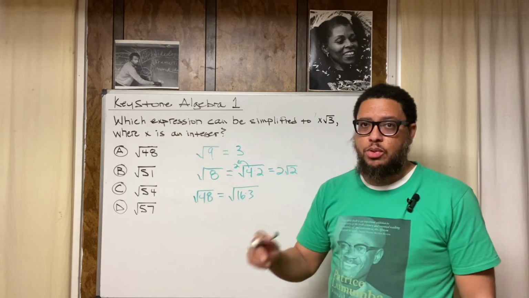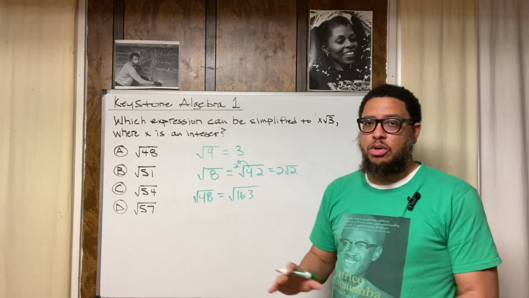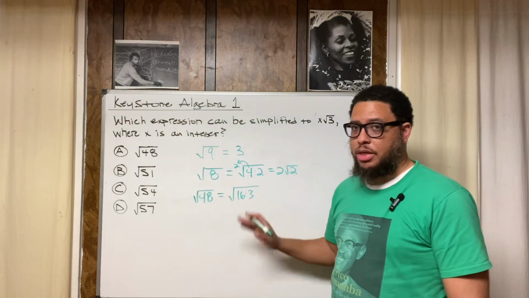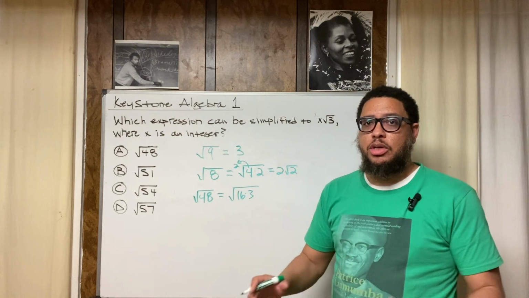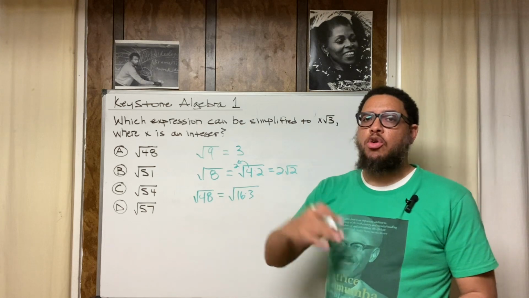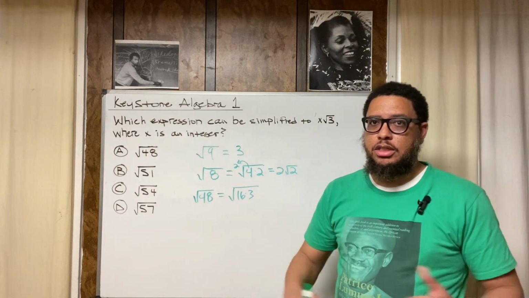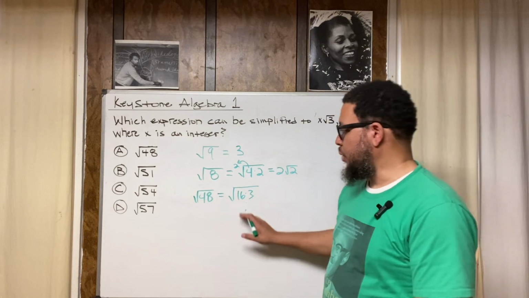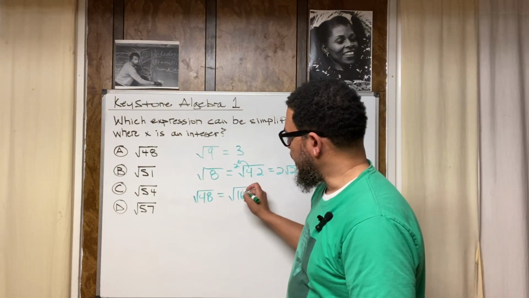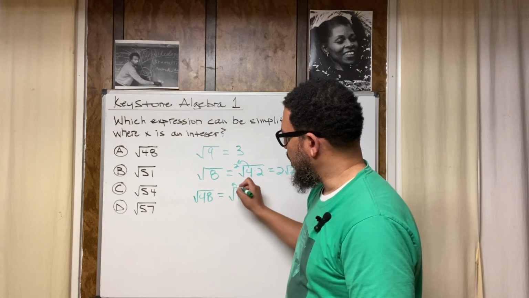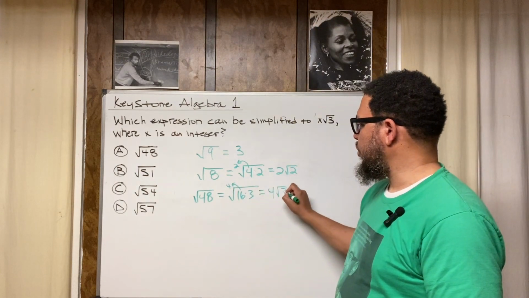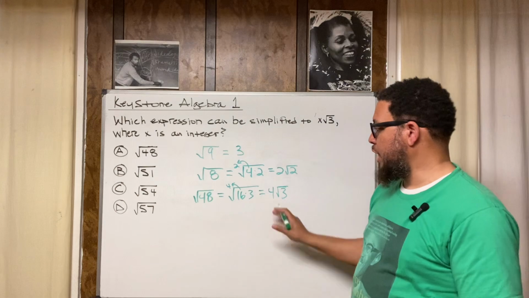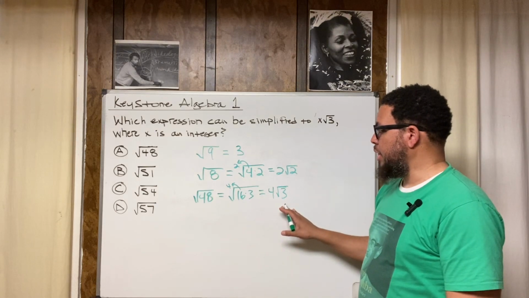So that's why we use 16 times 3. We don't use the factor pair 4 times 12, because if we use 4 times 12, we're going to have to do the step over again. And it's more efficient to just do the step 1 time. So if we got 16 times 3, 16 comes out of the radical and becomes a 4, leaving us with 4 root 3.